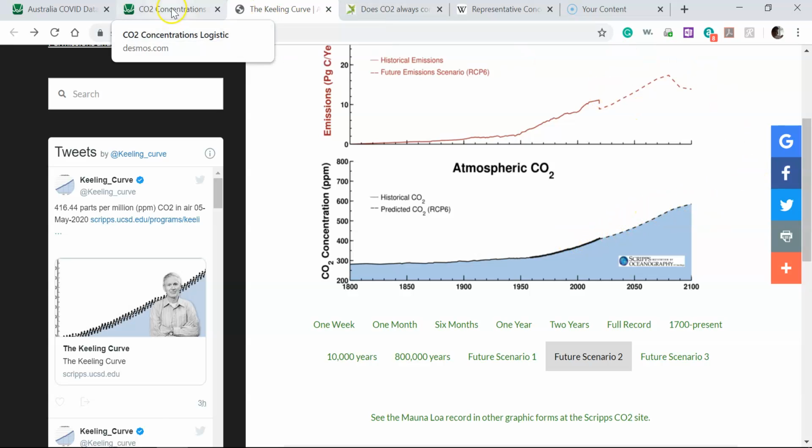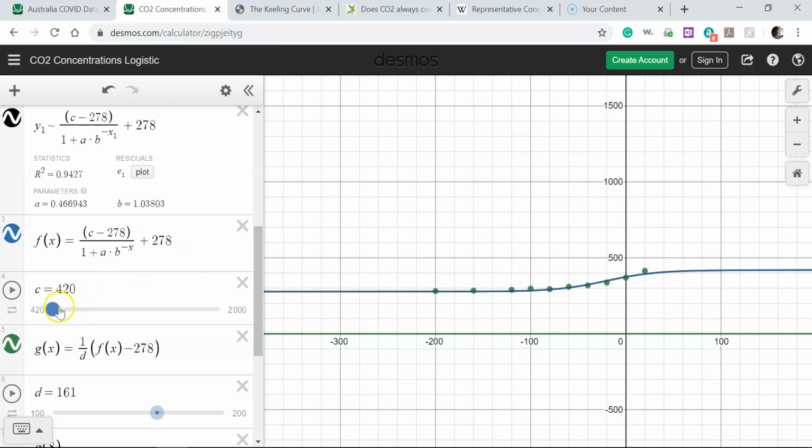So, I'm saying, hey, I could pick 420, but that doesn't seem to fit the data very well, right? We're not going to level off there. So maybe we're going to level off somewhere out here, maybe 800 parts per million or so. And this would build my model, right? I did this. The Y1 is approximately, use the X1. Here's my logistic function for that. Gives me different A and B values.